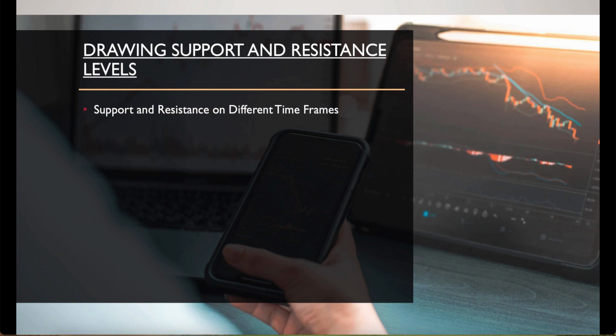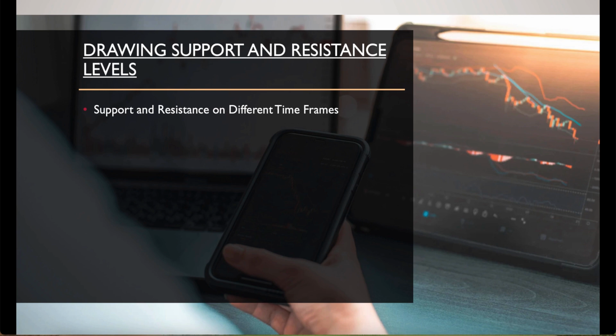Now, support and resistance on different time frames. Now you must be thinking, how does this work? What I like to do is I like to mark my higher support resistance levels. For instance, on the H1, I will mark the support resistance level. I will also go down to levels like 15 minutes or the 5 minutes to see if there's minor support and resistance levels there, and how can we take trades from there.